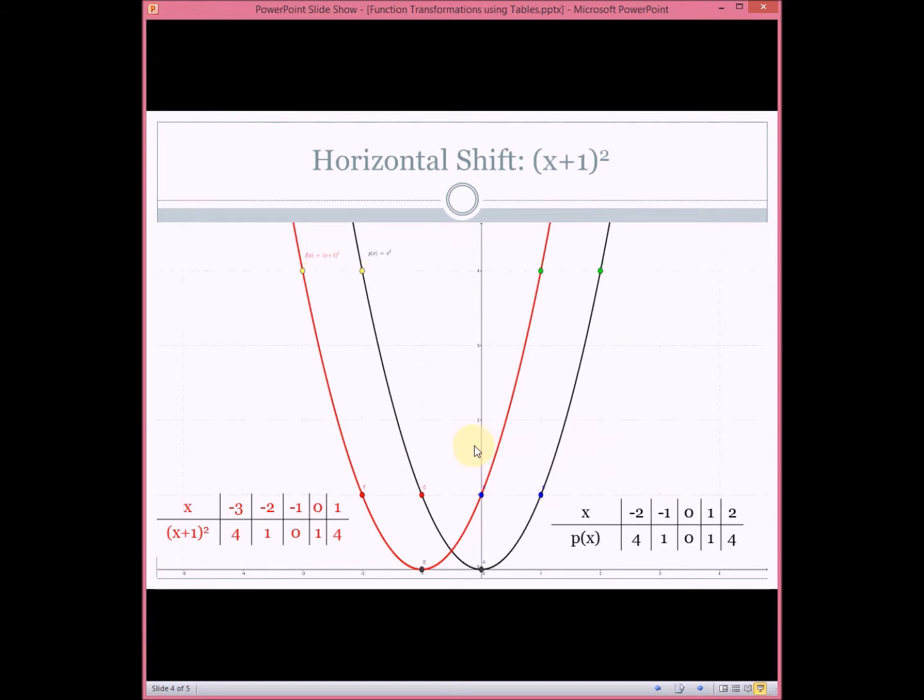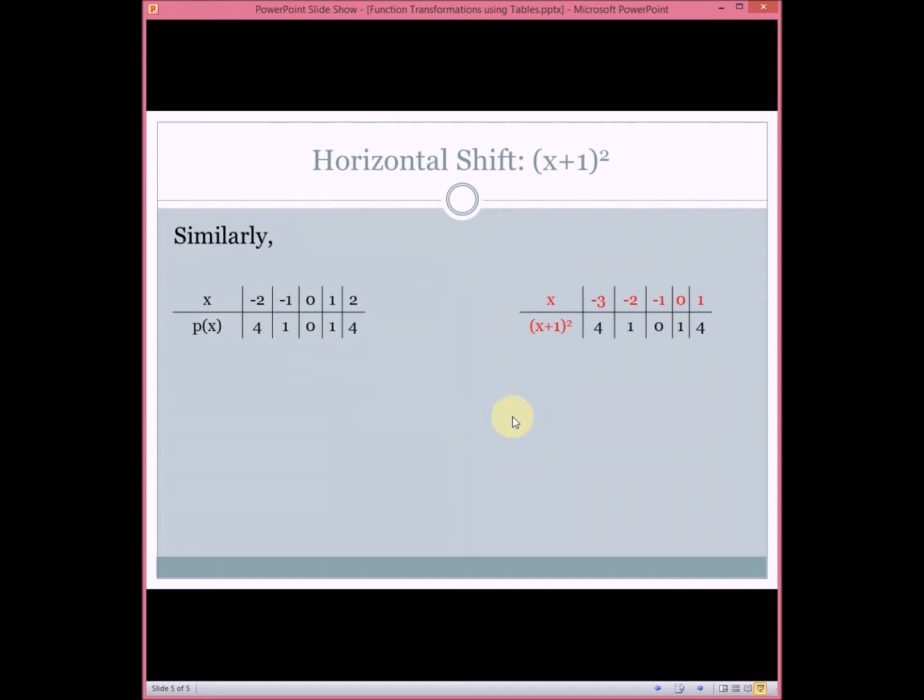This takes us back to the idea of, well, what are we actually doing to the parent function when we shift to the left? Similar to what we were talking about with the vertical transformations, if we look at the table of values for the parent function and we look at the table of values for the shifted function, you can see the y's, or the range, basically stay the same.